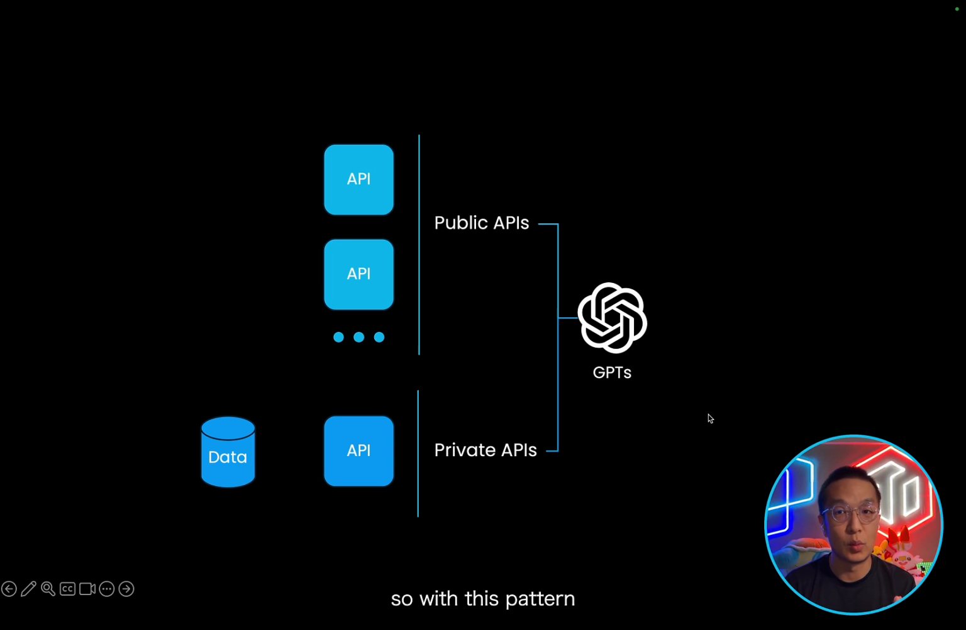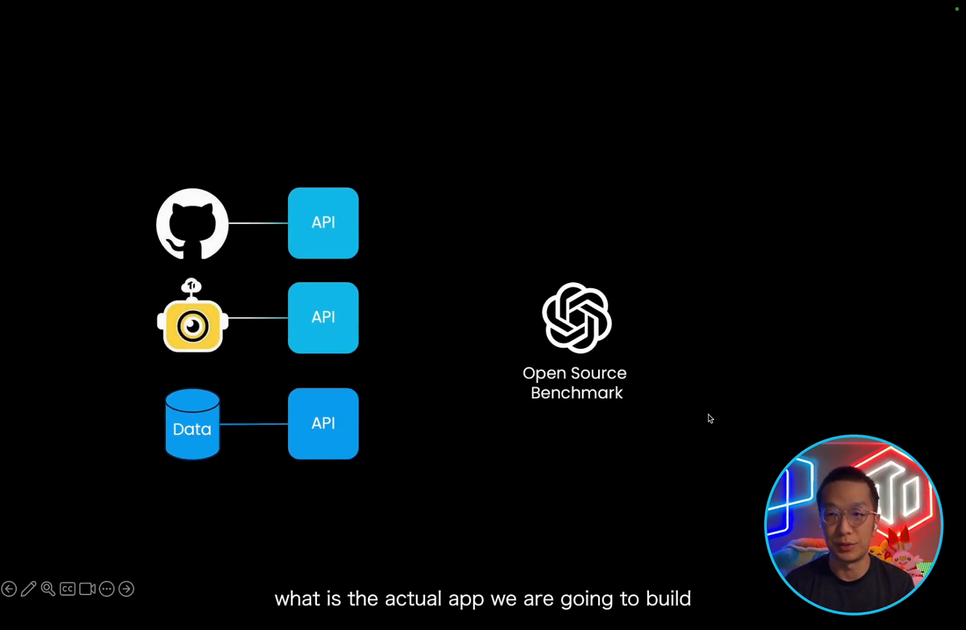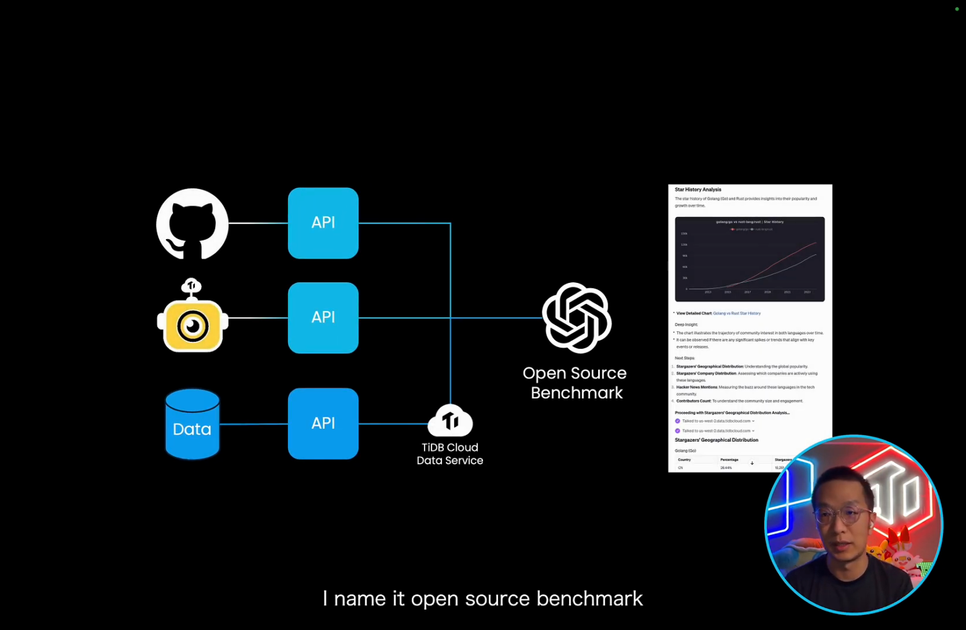So with this pattern, what is the actual app we are going to build? I named it Open Source Benchmark. I work for an open source company, and I'm solving a real problem from my day-to-day work. It reads data from GitHub, OSSInsight, and my own private data APIs.